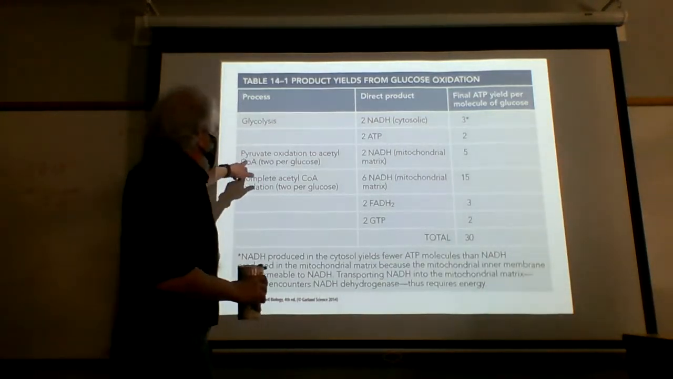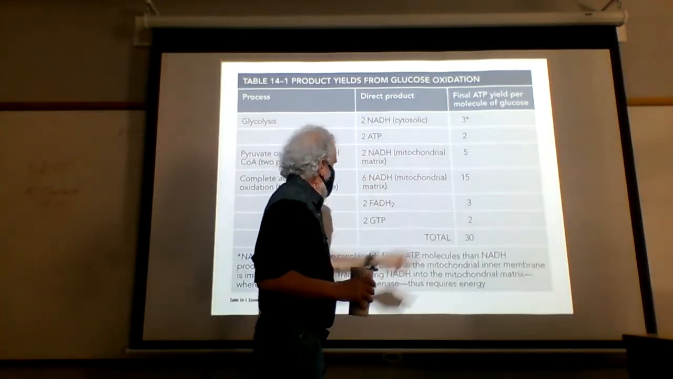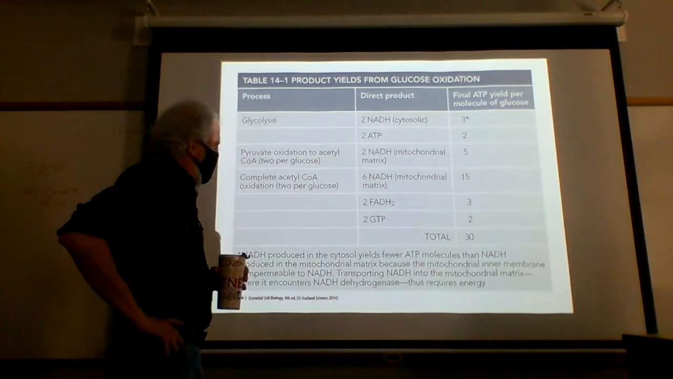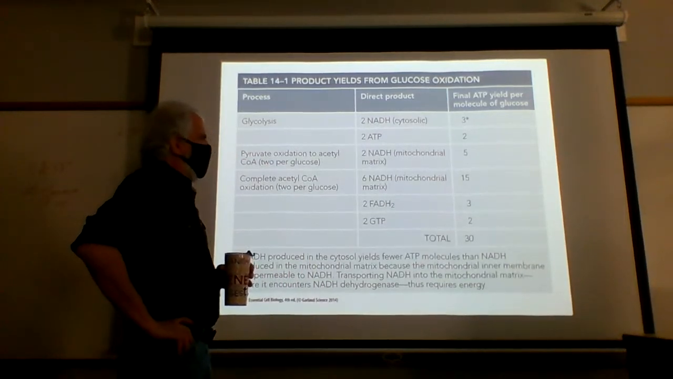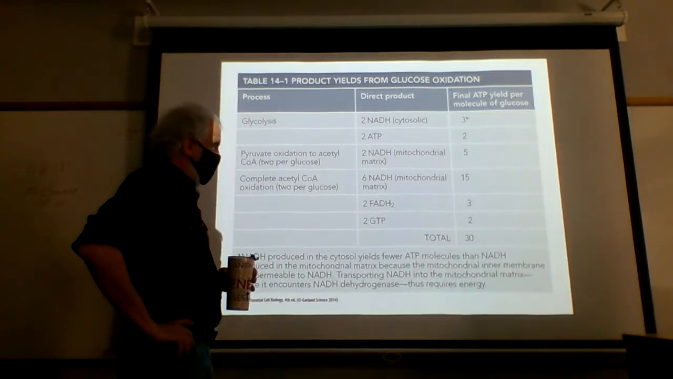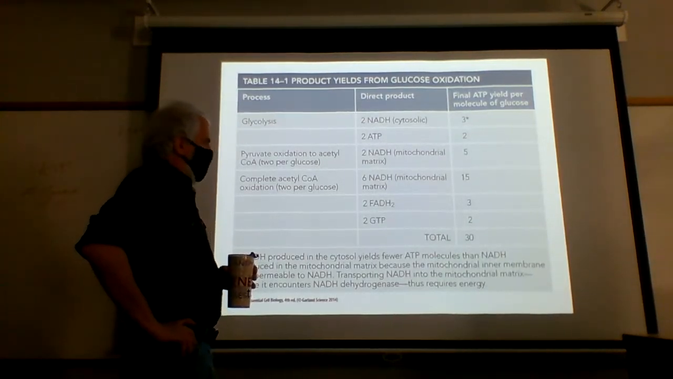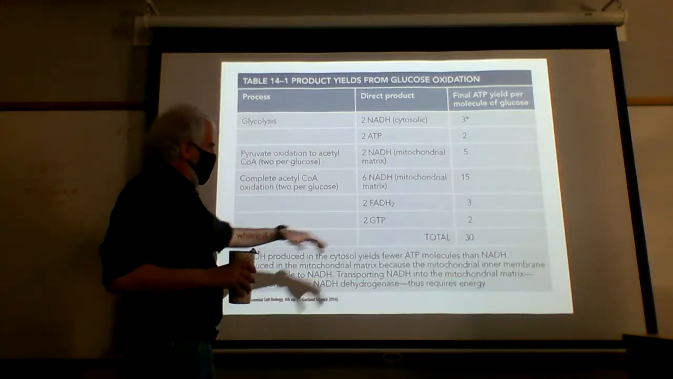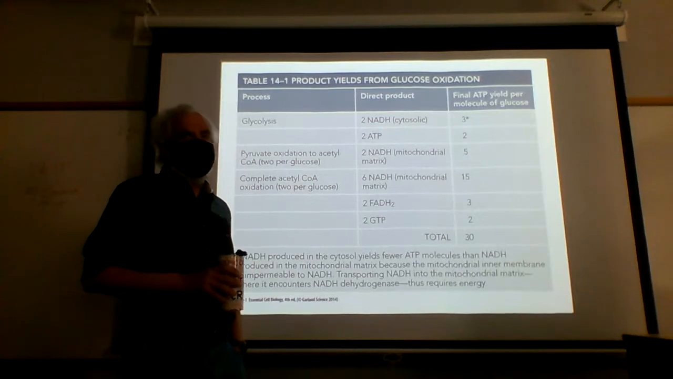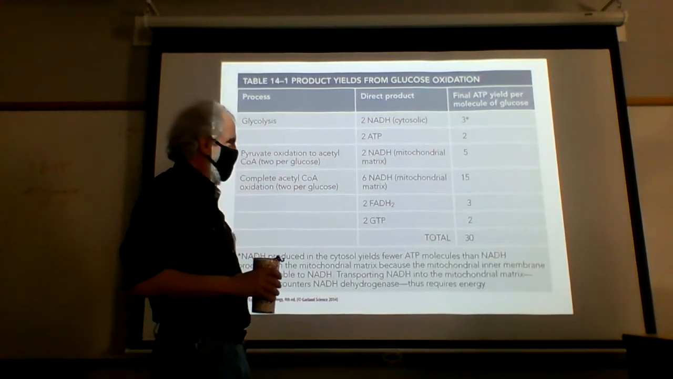So pyruvate oxidation to acetyl-CoA, we generate NADH there. The complete oxidation of acetyl-CoA is generating 6 NADH, 3 per turn. We also generate FADH2, thank you. And we also generate the 2 GTP molecules, which we count towards our ATP count because we're not picky. A nucleotide triphosphate of any flavor is fine with me.